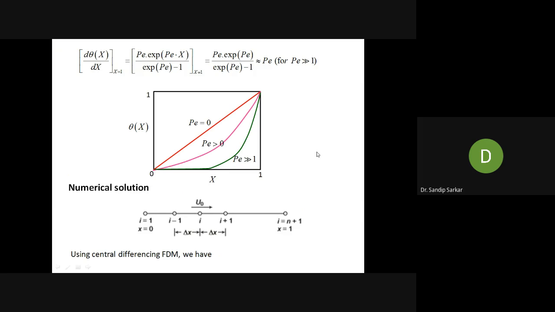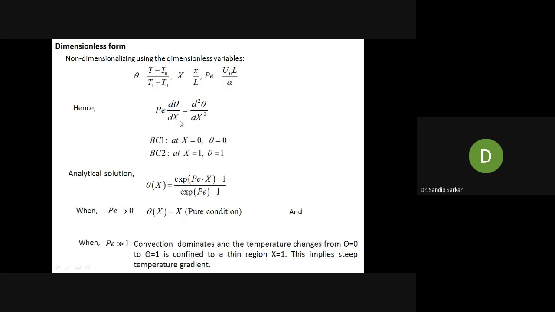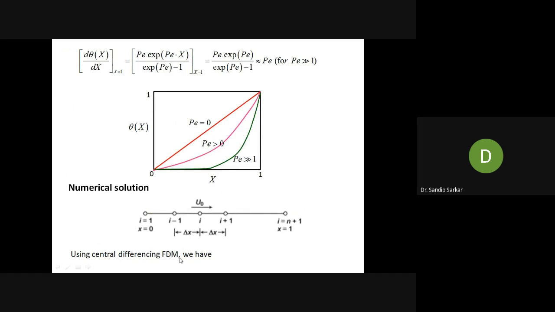Let us solve this problem numerically with the finite difference method, and let us compare the analytical and numerical solutions together and see the consequences of the numerical solution. So what you have to do? You have to discretize the domain in a number of grid points. Let us start from i equal to 0, 1, 2, 3, up to i minus 1, i, i plus 1, and n plus 1. This is the situation. And let us say the distance between two grid points is delta x, and so on. Now, if you discretize this equation under the finite difference method, with central differencing, what will be the equation?